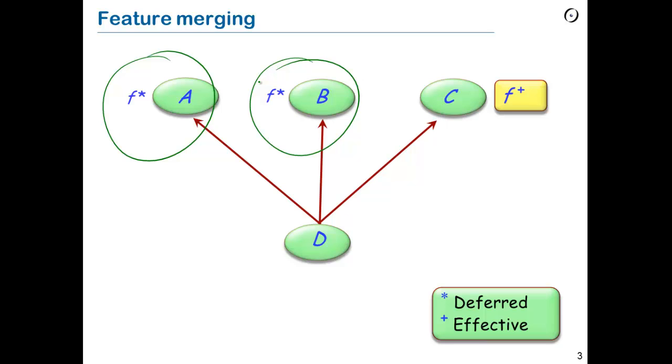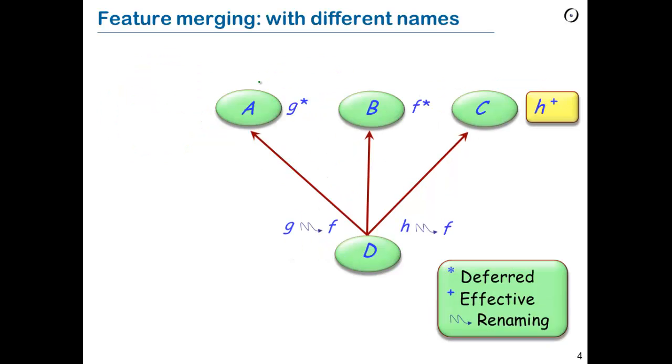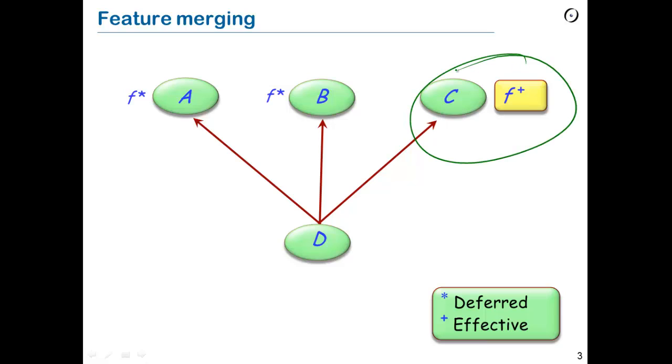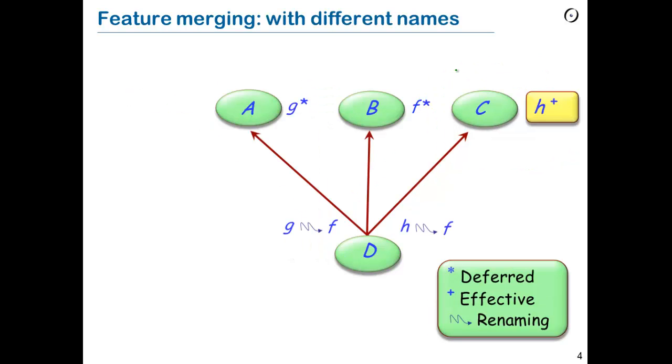So this is known as feature merging, and the effect is going to be very simple. It simply means that in D we have an inherited feature F whose implementation is the one that comes from C. So they all get subsumed, so to speak, into the F from C. And the F from A and the F from B just disappear, or rather they're absorbed into the F from C.